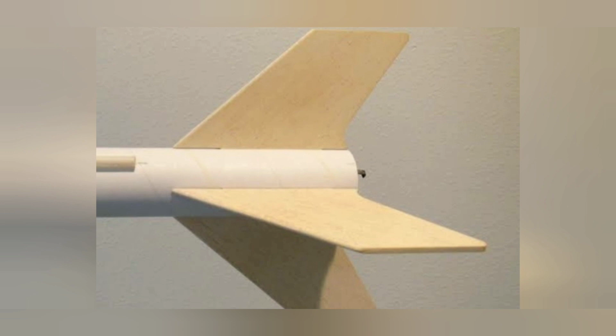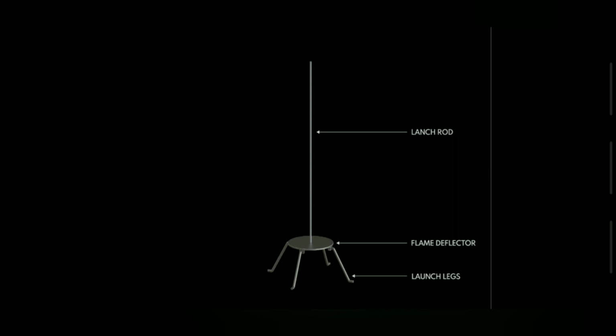Then there are fins attached at the bottom of the rocket. They provide balance and direction to the rocket. The shape of the fins differs as the shape and size of the rocket varies. The whole rocket has to be placed on a launch rod. It provides support for stable launching of the rocket. It has a flame deflector which deflects the flame away at the time of launching.